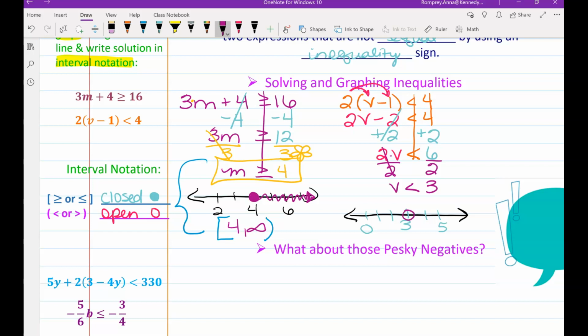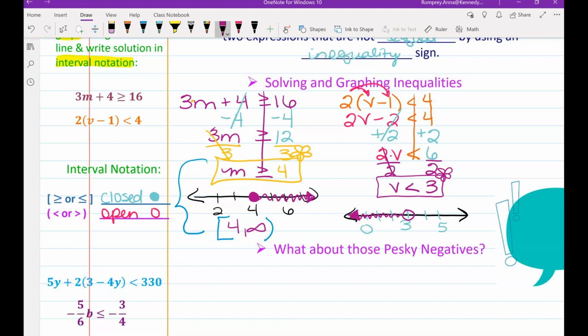So we designate that with an open circle. And it says less than, so we are going to shade everything less than 3. Cool beans? So let's try one. If 0 is ever in my set, I always try that because that's easy peasy. So 0 minus 1 is negative 1. 2 times negative 1 is negative 2. Is negative 2 less than 4? Heck yeah, it is. So that works. So I have it written algebraically, I have it graphed on a number line. Now let's try the interval notation again.